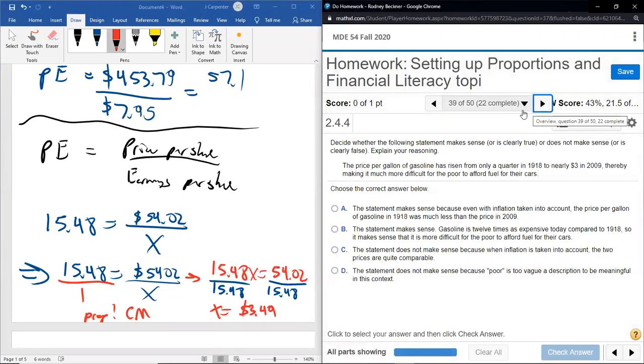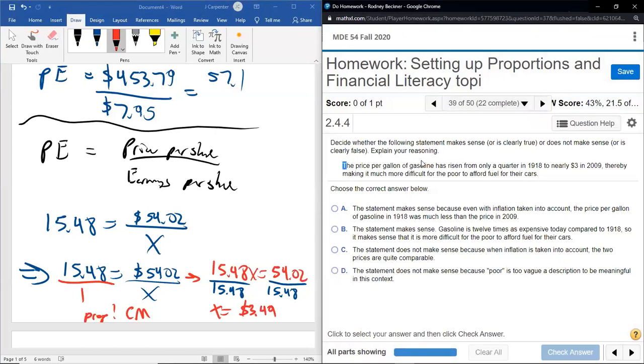Okay, so I do want to do the next two questions, even though I haven't fully completed talking about consumer price indexes, because I did start to talk about the concept of it. So decide whether the following statement makes sense or is clearly true, or does not make sense or is clearly false. So what they're saying is, we don't know if it's true or false.